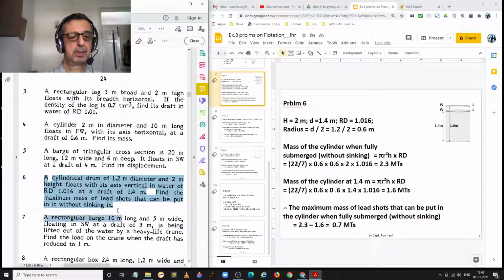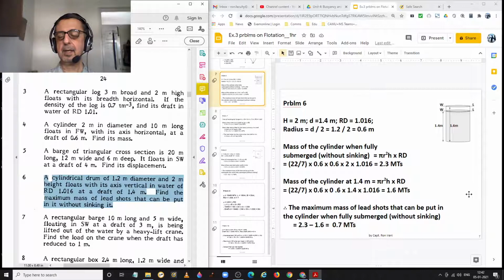A cylindrical drum of 1.2 meter diameter and 2 meter height floats with its axis vertical in water of RD 1.016 at a draft of 1.4 meters. Find the maximum mass of the lead shots that can be put in it without sinking it.